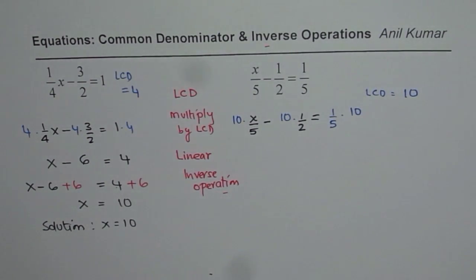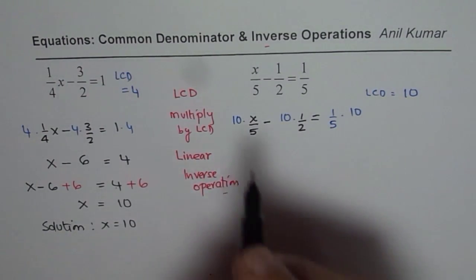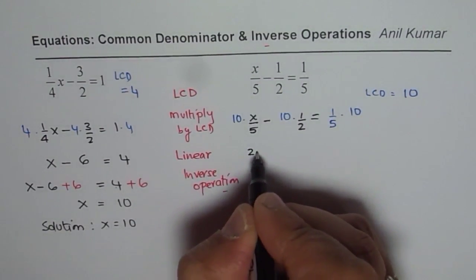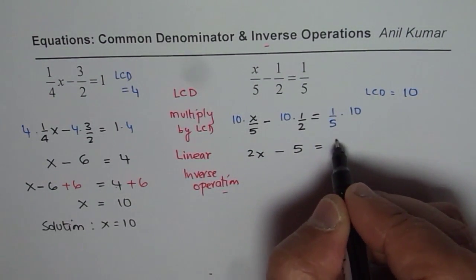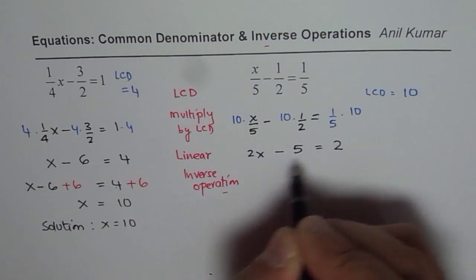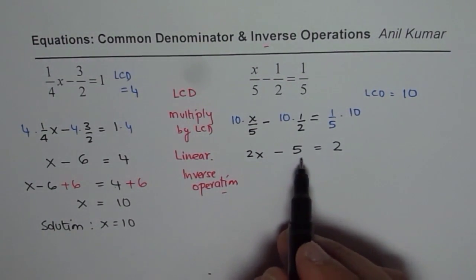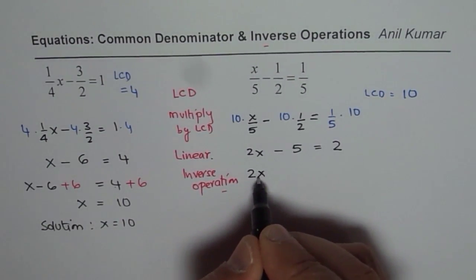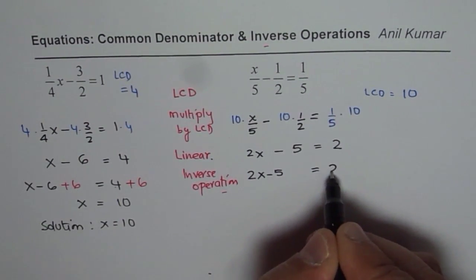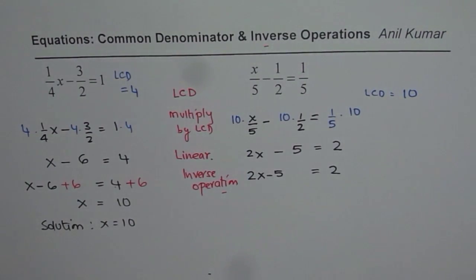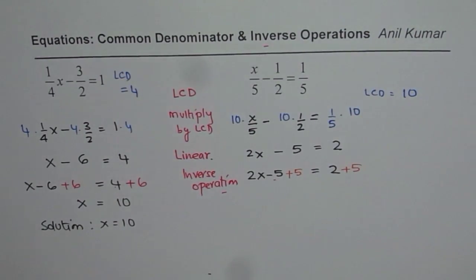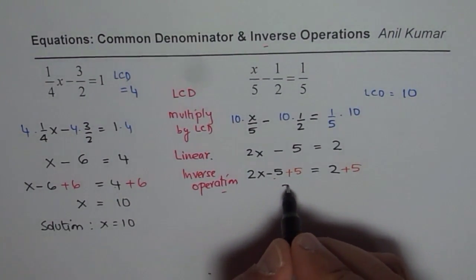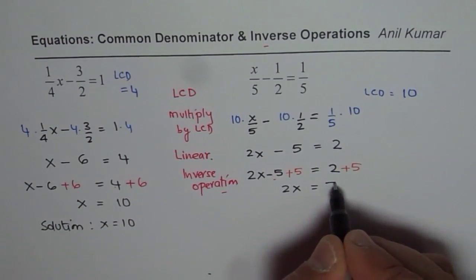So we have multiplied by 10 each and every term on both the sides. 10 divided by 5 is 2, so we are left with 2x minus 5, since 10 divided by 2 is 5, and 10 divided by 5 is 2. So that becomes the linear equation. Do you see that? Now to solve this linear equation, we will do reverse operation. We have 2x minus 5. The reverse operation is to add 5 on both the sides, since we want to remove minus 5. So we are left with 2x equals 5 plus 2, which is 7.